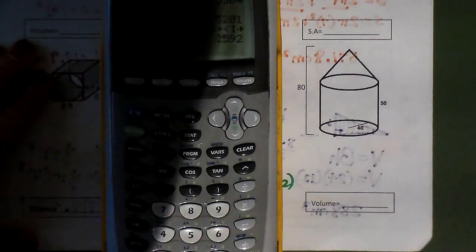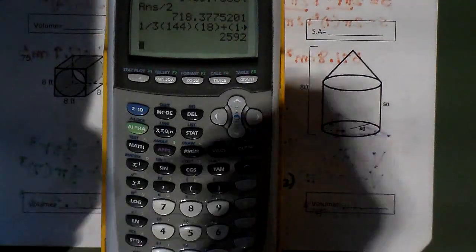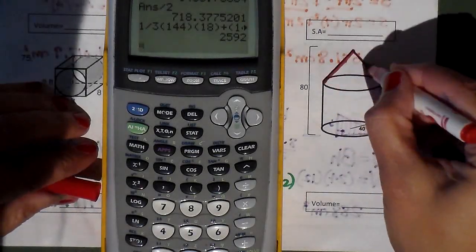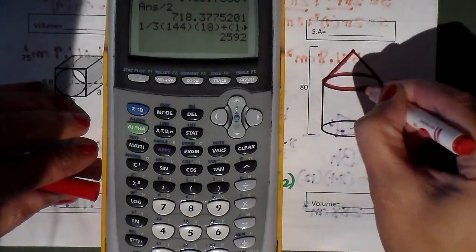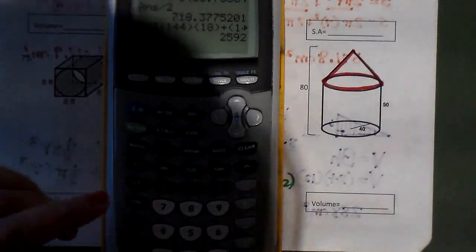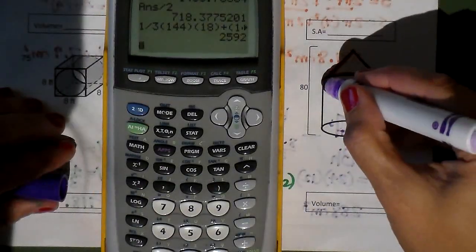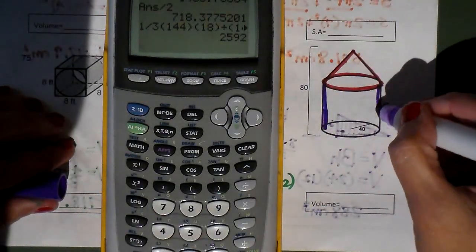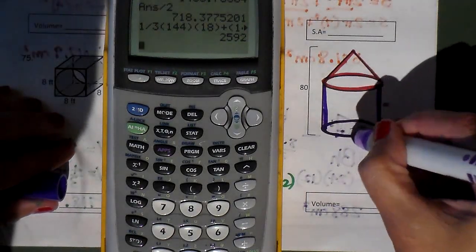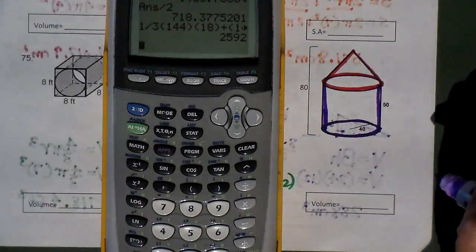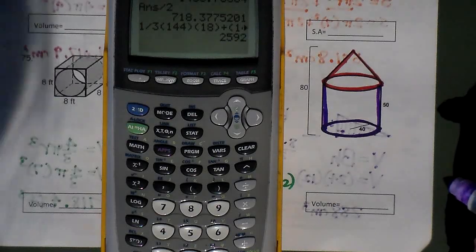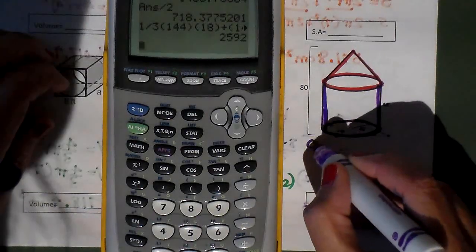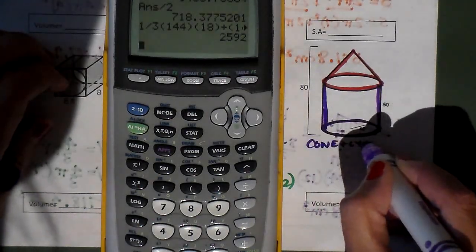Okay, now let's do this guy over here. This one, I have a cone, and I have a cylinder. Let's use purple because I feel all purpley right now. We have a cone and we have a cylinder. So I want to find the volume total. So it's going to be cone plus cylinder.